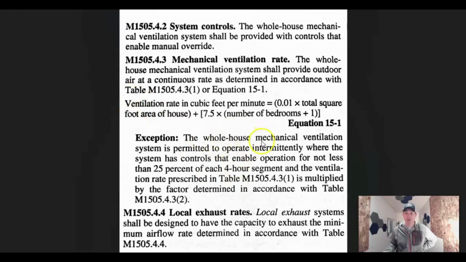Here's where it talks about the whole house mechanical ventilation system being permitted to operate intermittently, per that chart, where the system has controls that enable operation of not less than 25% for each 4-hour segment. So that's an hour every 4 hours. Again, if you have that control and you can set it, I set it to run at night, so then I don't have to hear it.